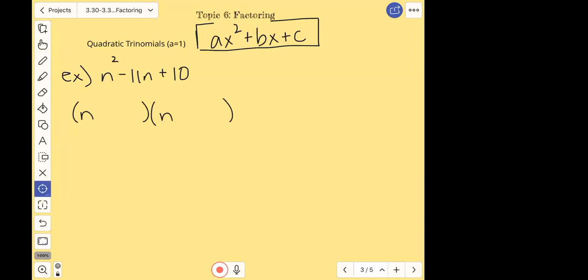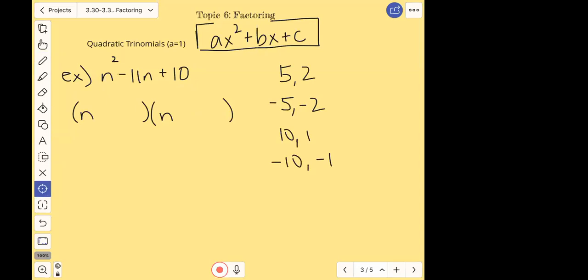Then our lasts, the numbers that go here and here, have to multiply to give us 10. Well, we know that there's a few options to give us 10, right? Could have 5 and 2, negative 5 and negative 2. I'll write them out. We could have 5 and 2. We could, of course, have them both be negative to multiply to positive 10. We could have 10 and 1, or we could have negative 10 and negative 1.